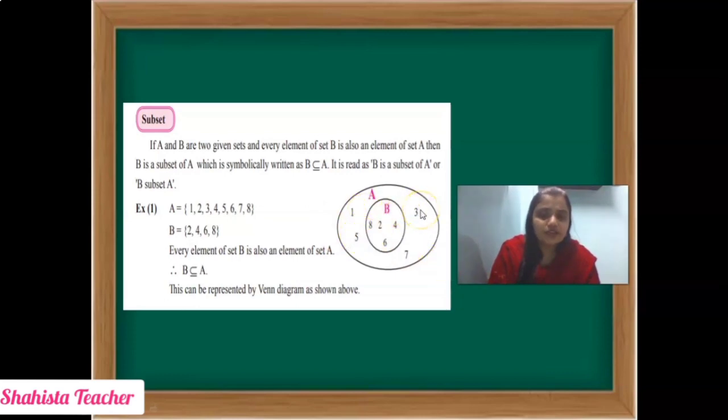All the elements of set B are present in set A. So every element of set B is also an element of set A. That means B is a subset of A. Why? Because all the elements in B are present in A. See here, 2, 4, 6, 8 are there in set A. This can be represented by a Venn diagram as shown above. So this is the representation of the Venn diagram of set A and set B. Now let's proceed.